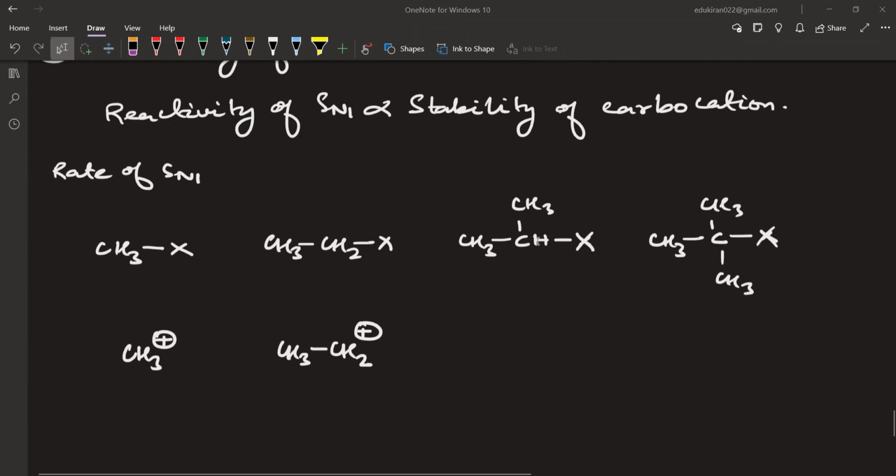You just need to remove the X, and from wherever you have removed X from this carbon, you will add a positive charge here.